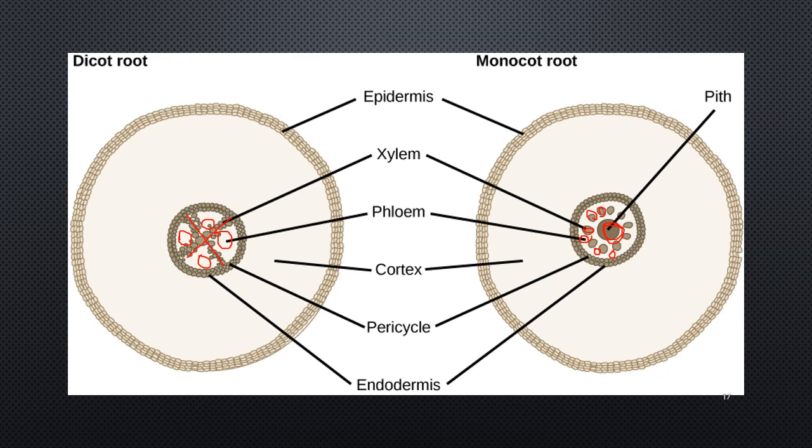Everything else about the root is the same. So we still have the epidermis, we still have the cortex, we still have the pericycle for water regulation. Pericycle for lateral root growth. We still have the endodermis that regulates water entry into the stele. But the stele looks very different between a eudicot root and a monocot root. So make sure you can tell the difference between those two.